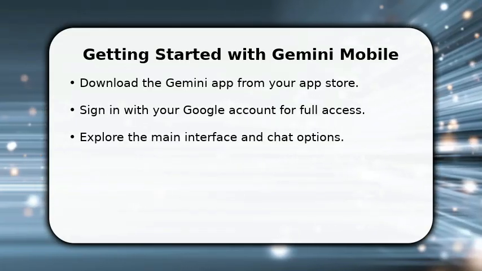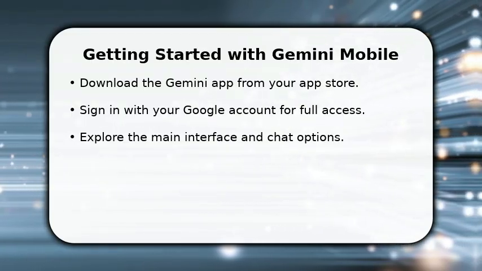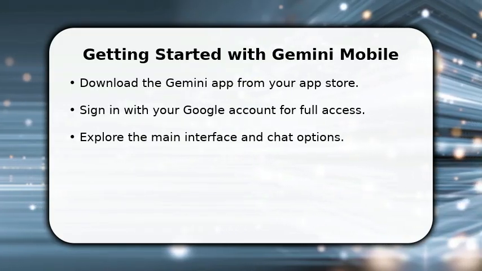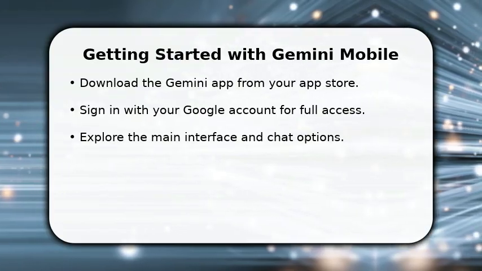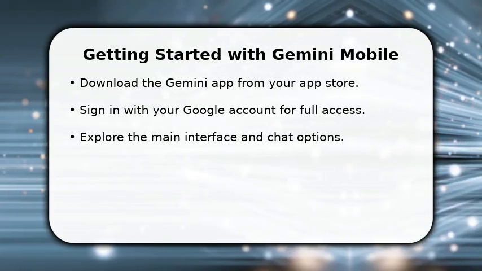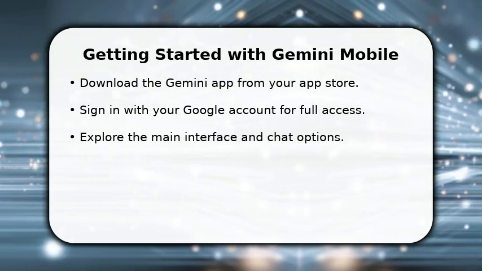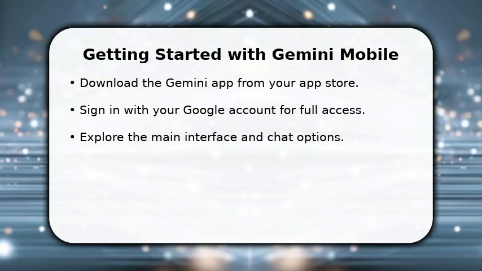In this video, I will explain how to use Gemini in mobile. First, download the Gemini app from your device's App Store, whether it's the Google Play Store or Apple App Store. Once installed, open the app and sign in using your Google account. This step is crucial for accessing all of Gemini's features and saving your conversations. You'll then see the main chat interface, ready for your first prompt.